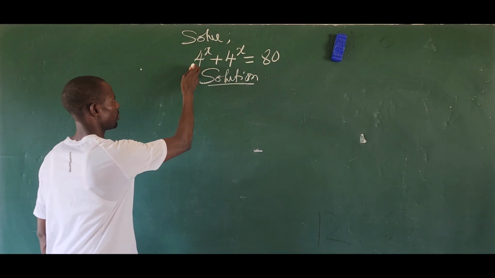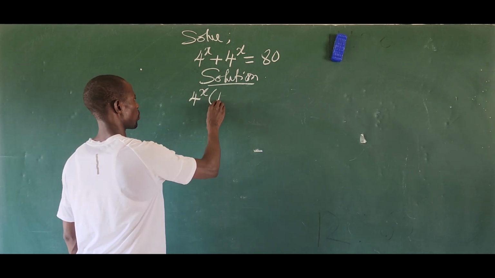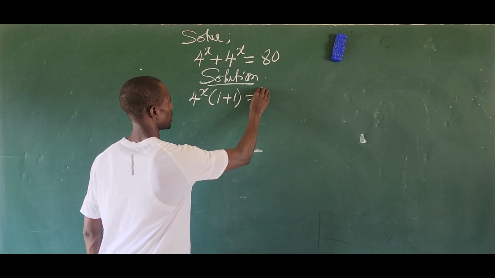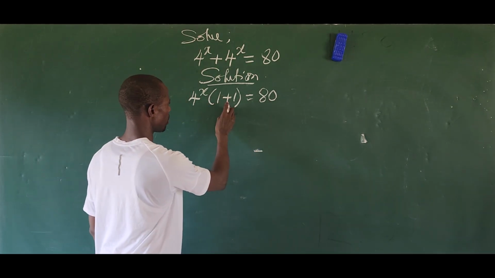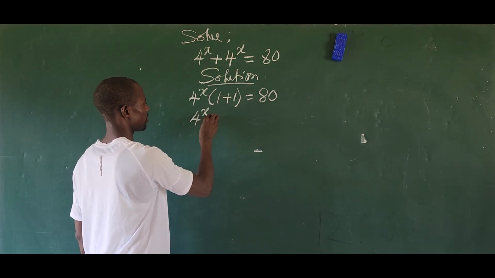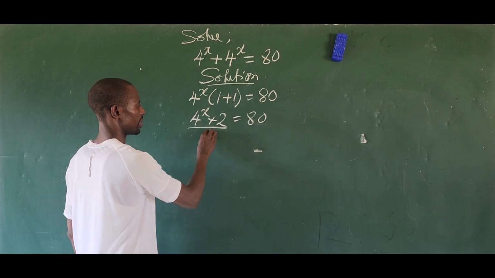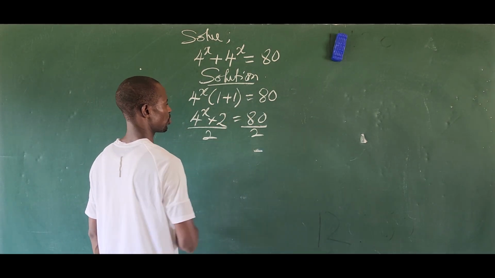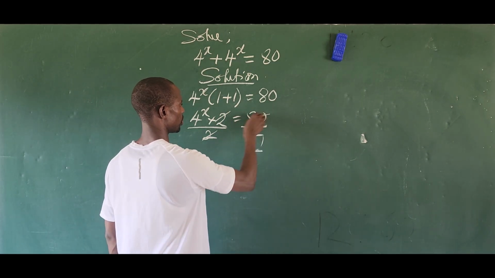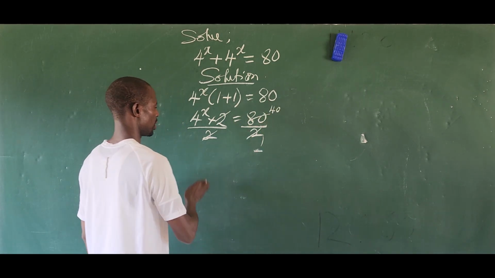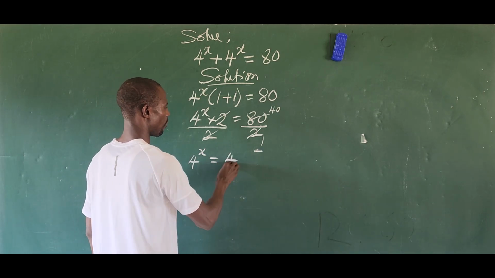All right, so if we factor 4^x from here, we're going to have (1 + 1), which equals 80. I believe this is simple. Then if we sum up, this is going to give us 4^x times 2 equal to 80. Quickly, divide by 2, then we also divide this by 2, and so this and this will leave the 2 here. 80 divided by 2 will give us 40. So we now have 4^x equal to 40.